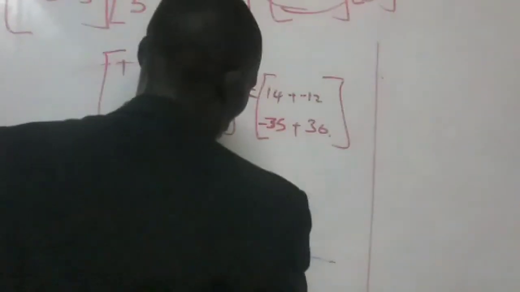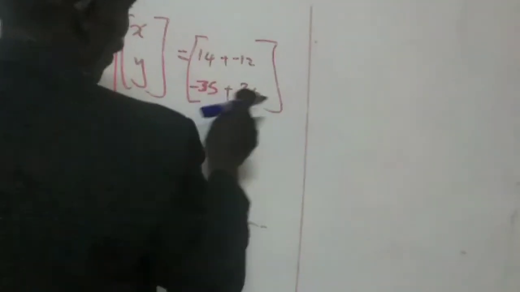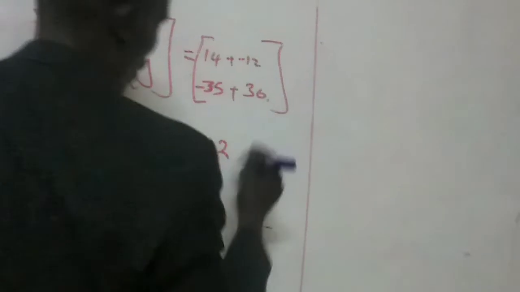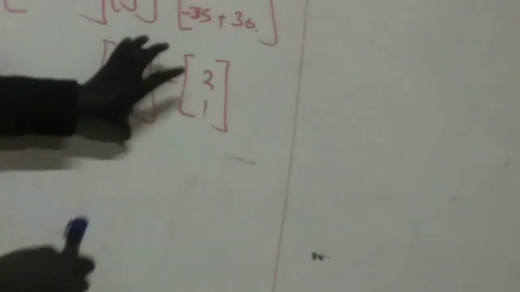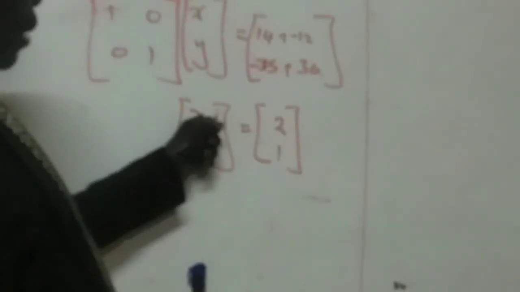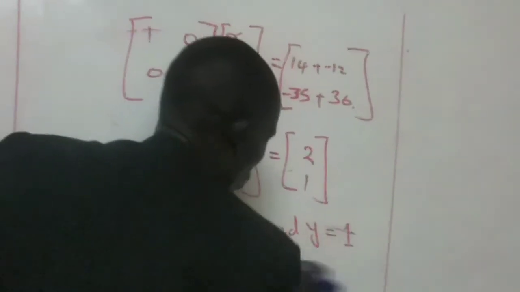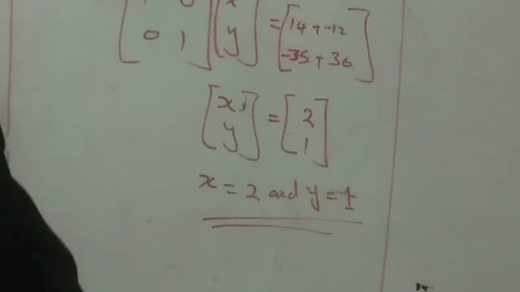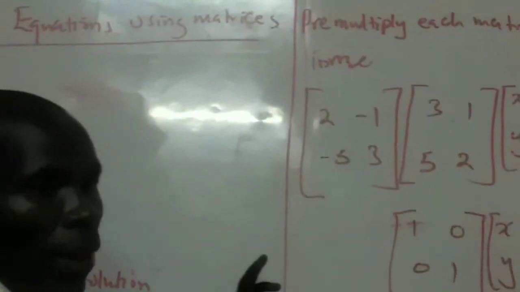And this is now 14 minus 12, which is 2, and this is negative 35 plus 36, which is 1. And therefore, we say that if two matrices are equal, then elements in the same position are equal. And therefore, x is equal to 2 and y is equal to 1. So that is how we solve simultaneous equations using the matrix method.